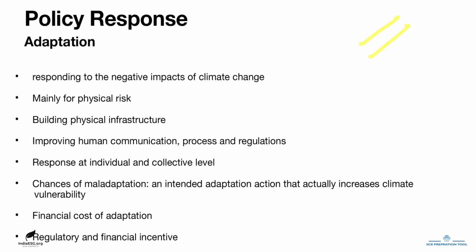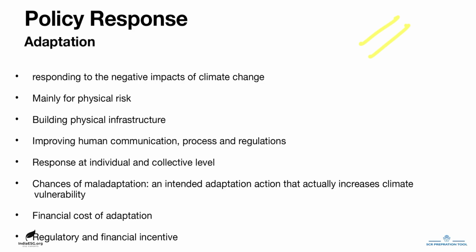Now adaptation starts from human built infrastructure or enhancement of ecosystem services and functions. For example, protecting mangroves or building storm surge barriers by increasing forested areas, also improving water quality. So beyond physical enhancements and human communication processes, regulations can also be used for adaptation.